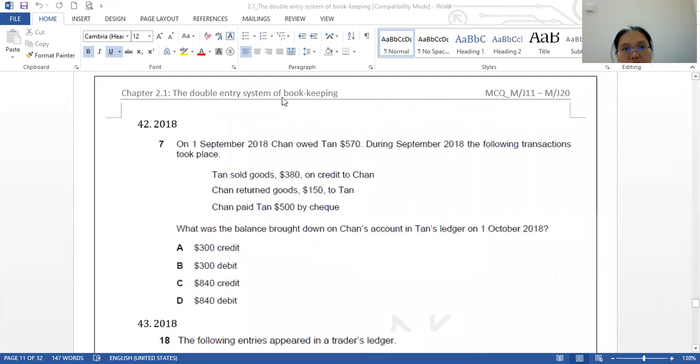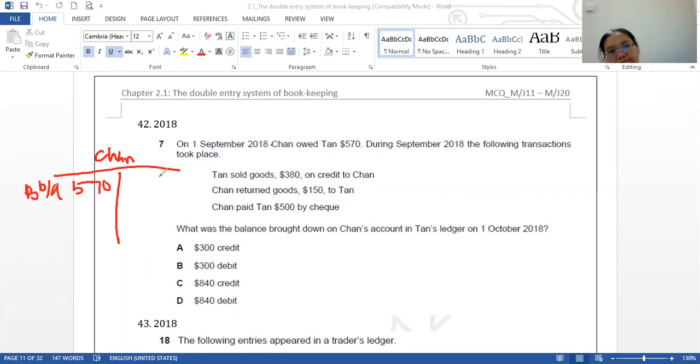Okay, 42. On 1st September 2018, Chan owed Tan 570. During September 2018, the following transactions took place. So we open the T account. Look at it, there's one Chan account in the Tan ledger. So this is a Chan account. Chan owed Tan means that debit balance brought down, it's on the debit side.